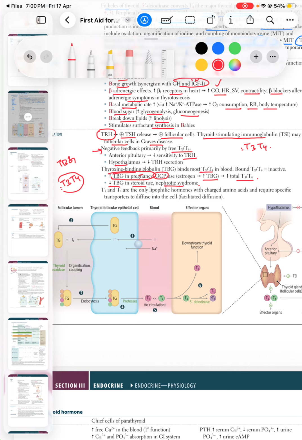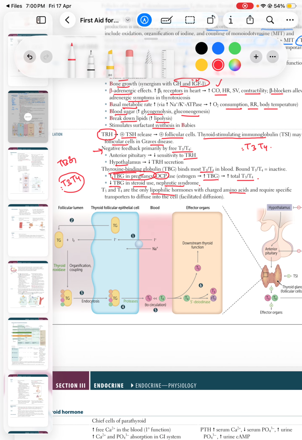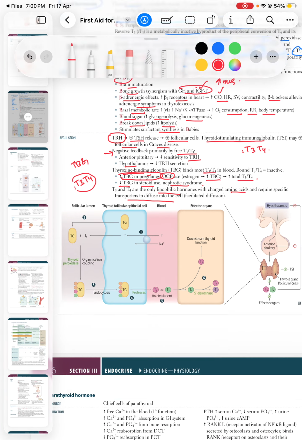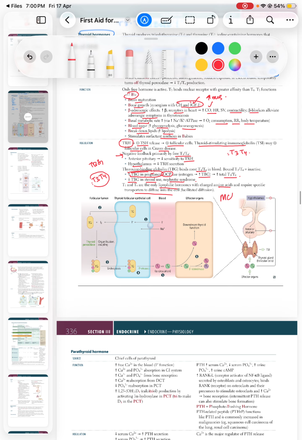T3 and T4 are the only lipophilic hormones with charged amino acids, and they require specific transporters to diffuse into the cell. You should remember this point. This is very important. The T3 and T4 are lipophilic hormones, okay, and with charged amino acids. The amino acids that are present in it are charged amino acids. So they require specific transporters to diffuse into the cell. They cannot diffuse into the cell alone. They need a transporter to diffuse into the cell.